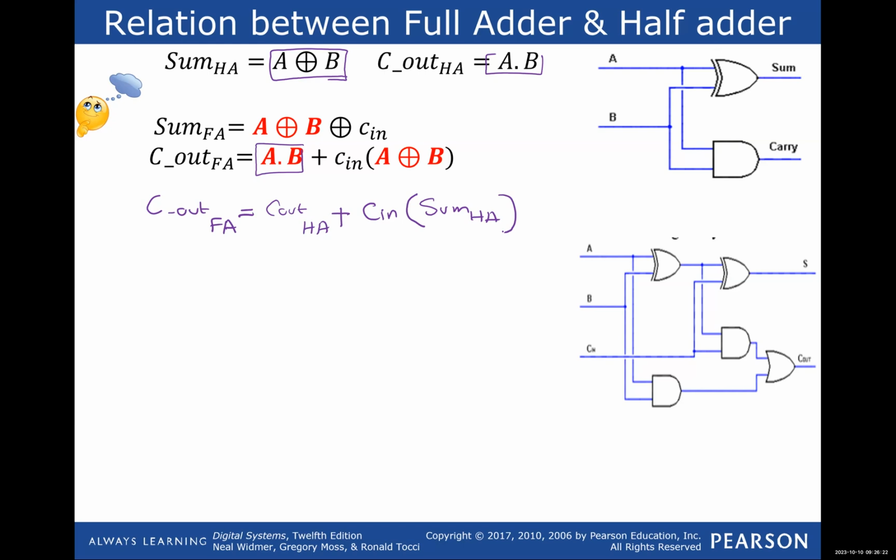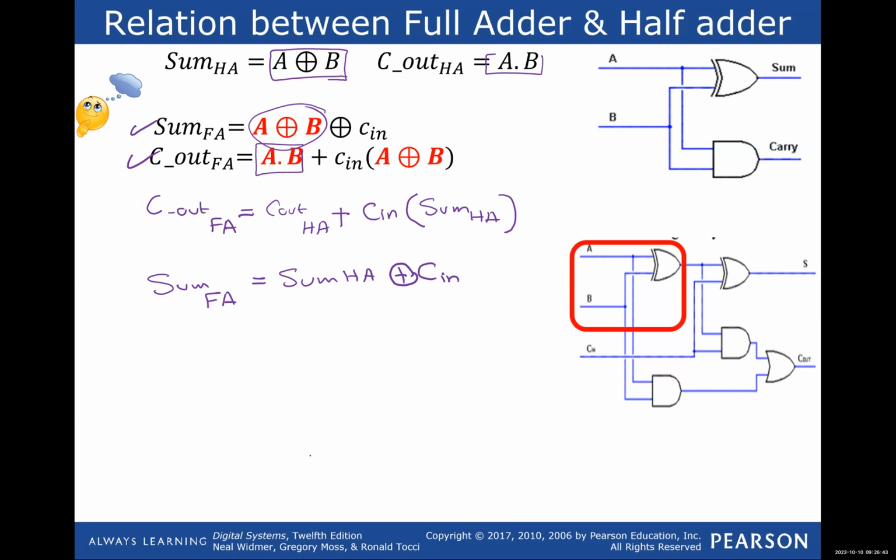So you did the carry out. What about this one, the summation? I need someone else. Yes, Ethan. It's the sum of the half adder XOR with C. Excellent. So the sum of the full adder is just the sum of the half adder XORed with the C input. So you see that this is your full adder.